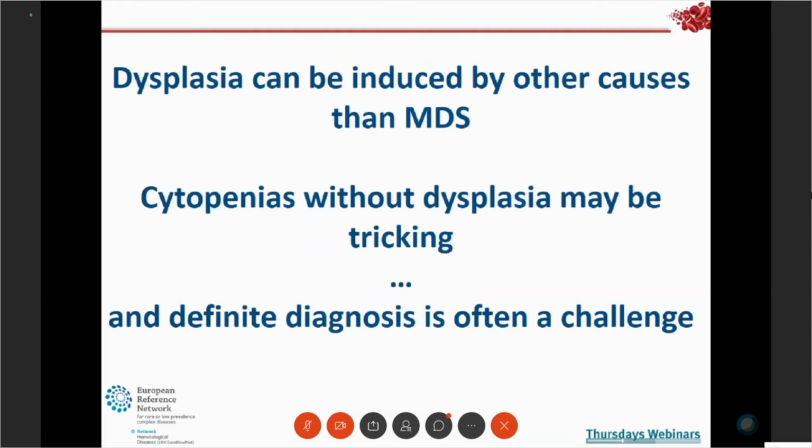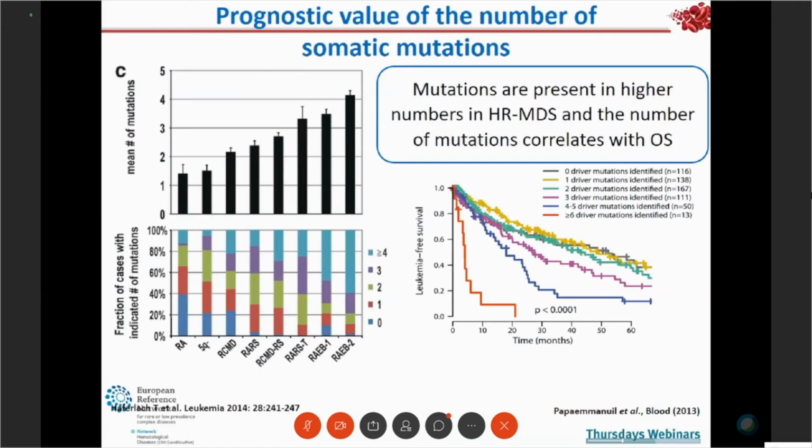Dysplasia can be induced by other causes than MDS, and sometimes cytopenias without dysplasia are just very difficult to diagnose. So we are tempted to use the presence of somatic mutation to diagnose MDS. We know that the mutations are present in a higher number in higher risk MDS, that the number of mutations correlates with overall survival, but we know a little bit less, and we will discuss later, how important that is for diagnosis.